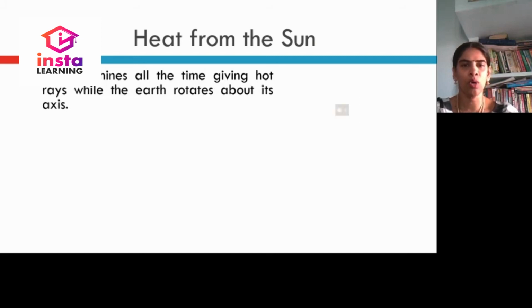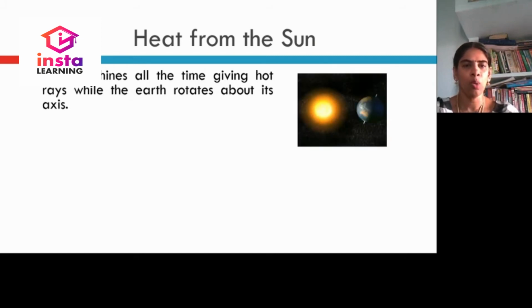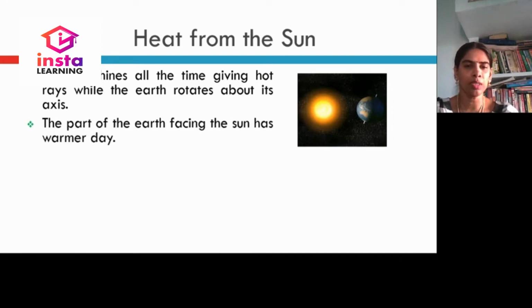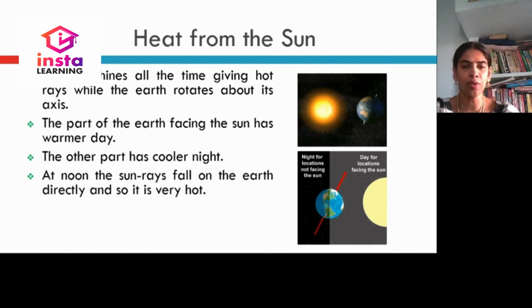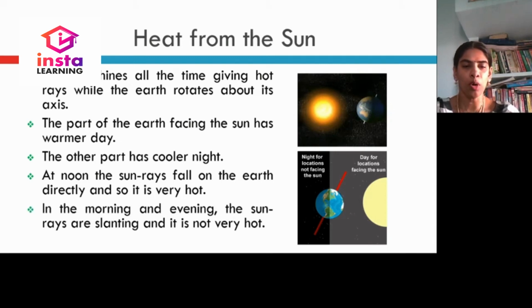The sun shines all the time, giving hot rays while the earth rotates about its own axis. The part of the earth facing the sun has a warmer day, while the other part has a cooler night. At noon, the sun rays fall on the earth directly and hence we feel very hot. In the morning and in the evening, the sun rays are slanting and so we do not feel very hot.